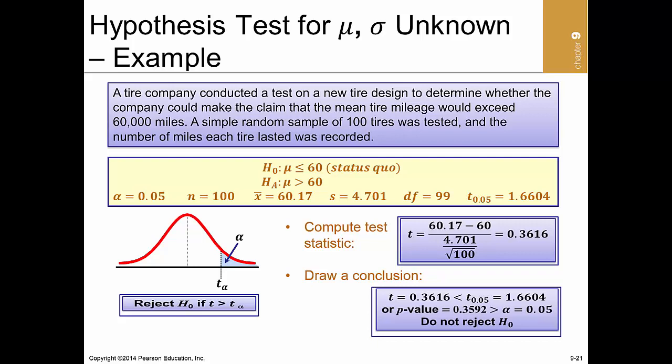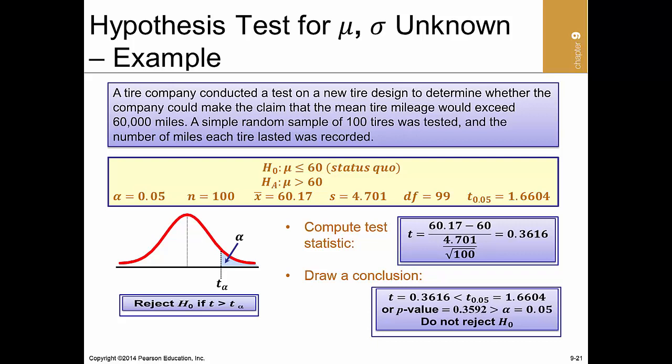So you can go to the table or use Excel to calculate a t critical at an alpha of 0.05 equal to 1.6604. So let's compute a test statistic by taking x bar minus mu divided by s over square root n. The resulting t that we calculate is 0.3616, which is quite a bit less than our critical t at alpha 0.05. So we wouldn't reject on that basis.